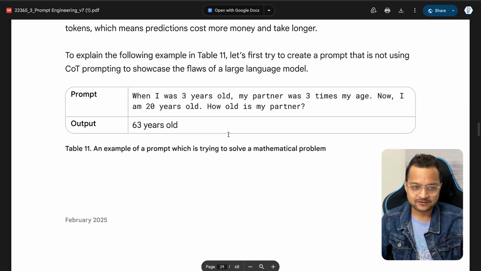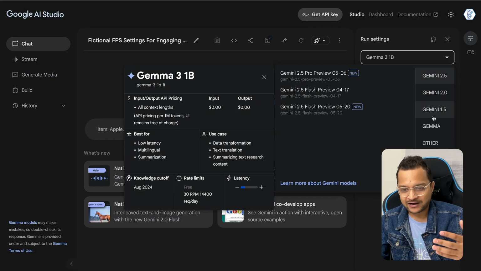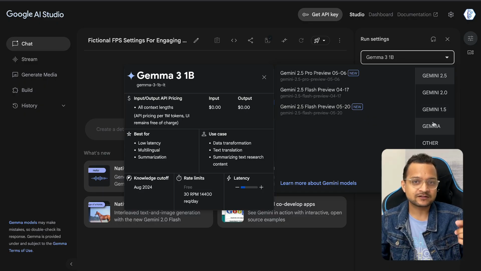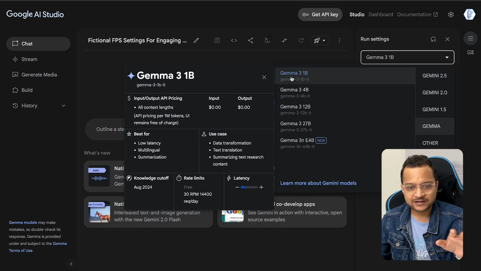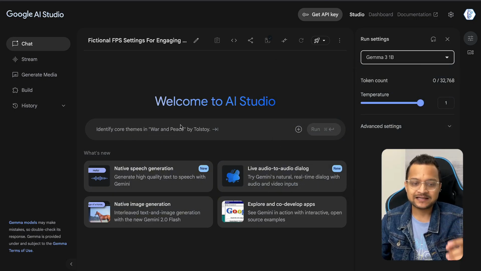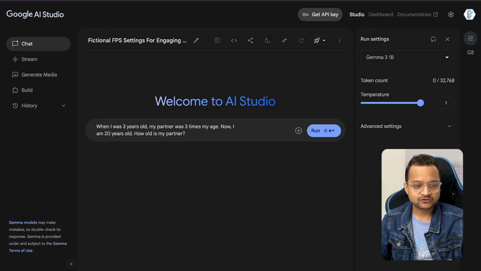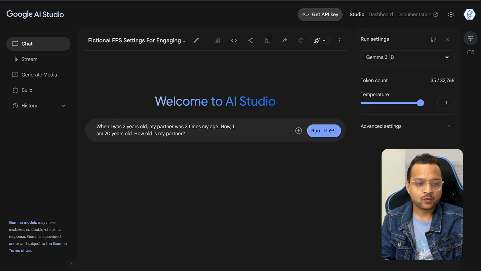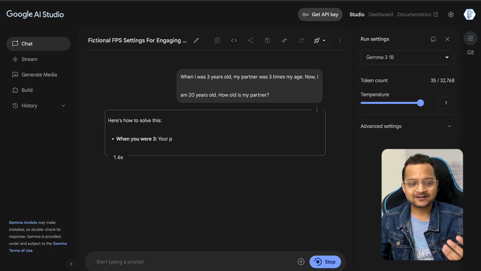The same example they are using, I'm here, but this time since the newer models, the Gemini 2.5 kind of models, are really smart, they cannot do the wrong thing even without being told, because they are by default thinking models. So I will go to the Gemma 3 1 billion parameter model. And now I'm going to ask a simple question. When I was 3 years old, my partner was 3 times my age. Now I am 20 years old. How old is my partner? Now let's see the answer.